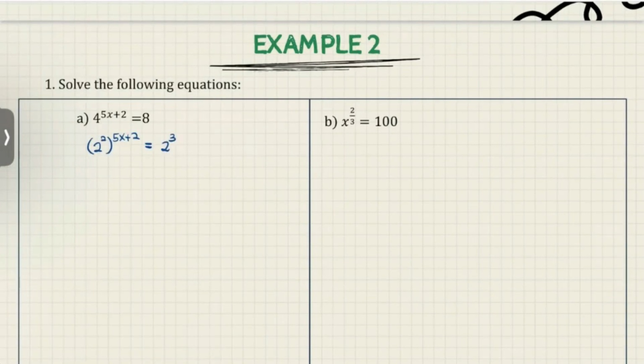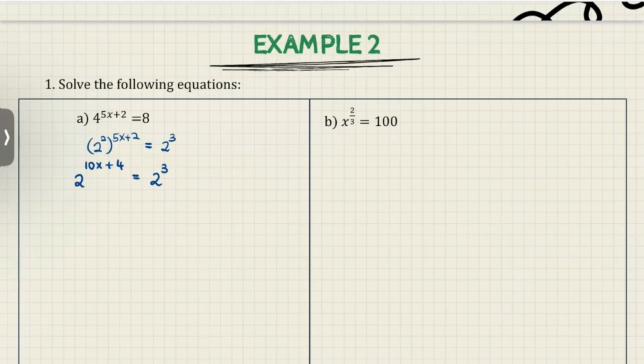Alright, now base dah sama. So I'm going to simplify on the left hand side. Kita gunakan rules indices tadi, darab masukkan dia punya power. So here it will be 2 to the power of 10x plus 4, equals to 2 to the power of 3.